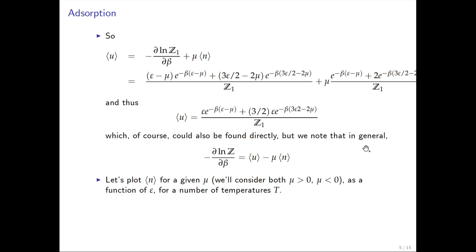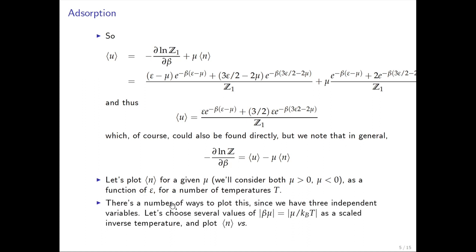Okay, so for this problem, let's plot this mean N for a given chemical potential mu. And we'll consider both situations: mu can be positive or mu can be negative, as a function of this energy scale, epsilon, for a number of temperatures. Well, we have a lot of parameters here, right? There's a number of ways we could plot this because we have three independent variables: mu, epsilon, and temperature, or beta, if we want to express it in terms of 1 over kBT.